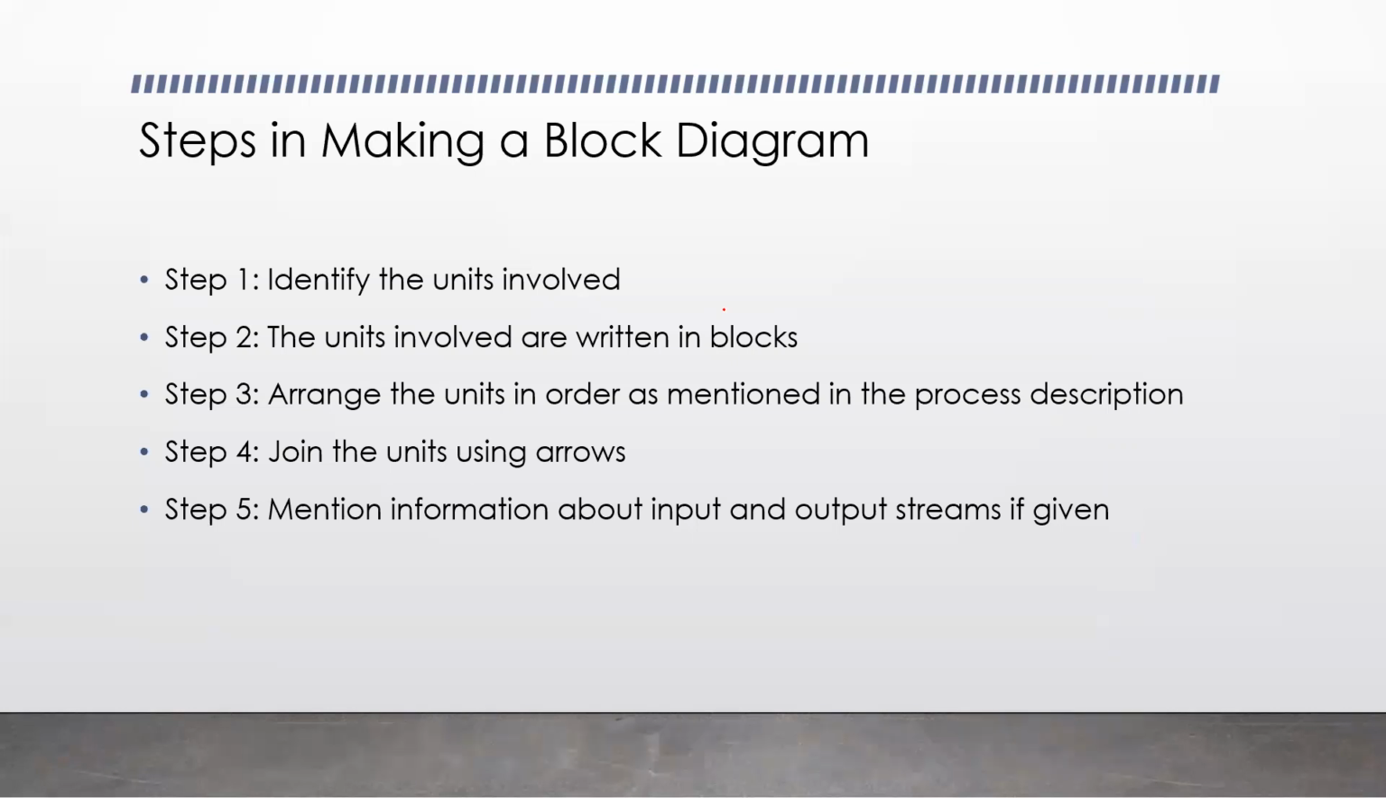All right. So the first step is to identify the units that are involved. Next step is units involved are written in blocks. All right. So for example, if I have two units, I have one reactor and another I have, let's say, a distillation column. So I'm going to first of all identify that, okay, this is a reactor and distillation column. And then we are going to write these units in blocks.